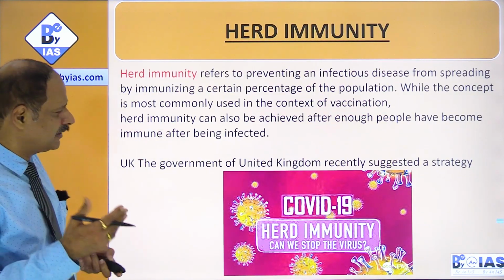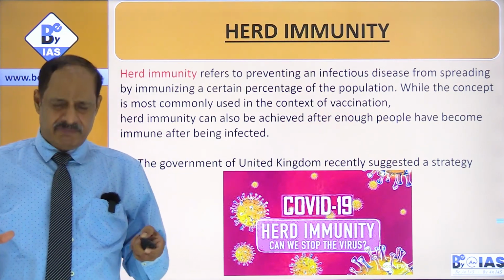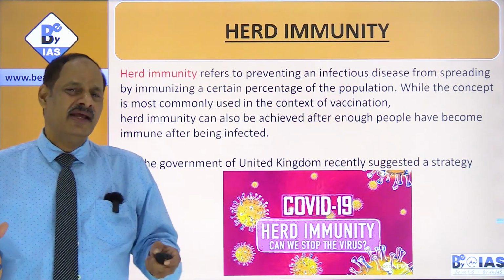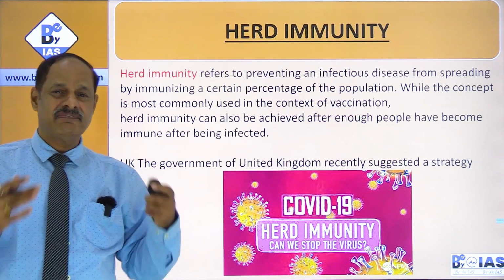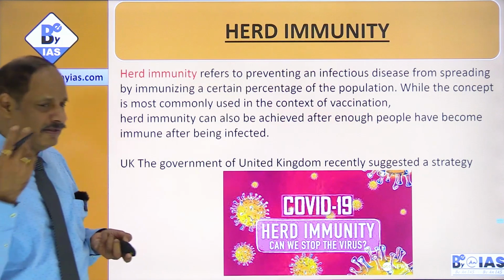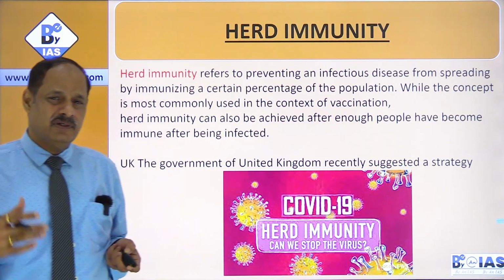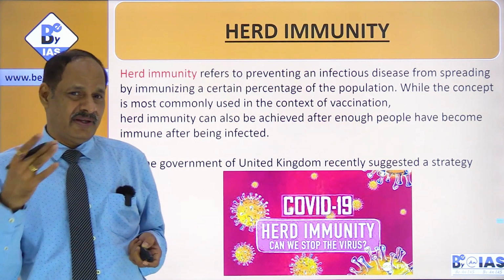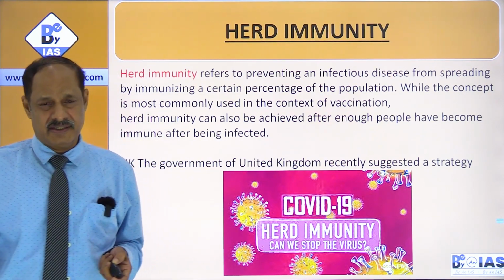And then herd immunity. Herd immunity is basically trying to pick up a representative group of the population and ensuring they develop immunity, so that the immunity can translate itself into the larger population. This herd immunity has been started by the United Kingdom, particularly in the context of COVID-19. So this is another important area, whether other countries can use this technique or not.